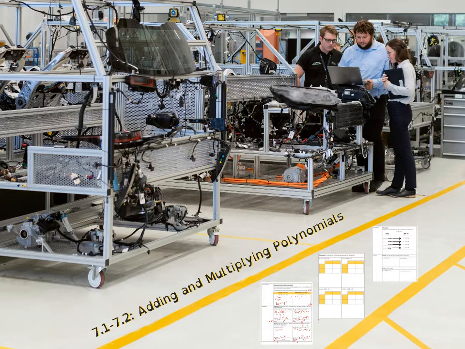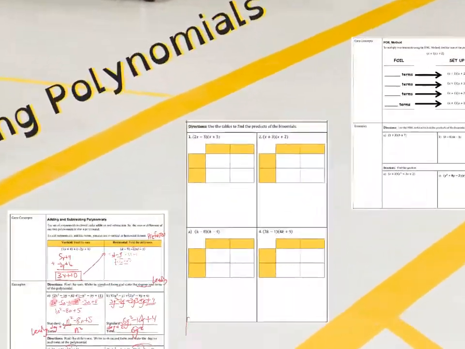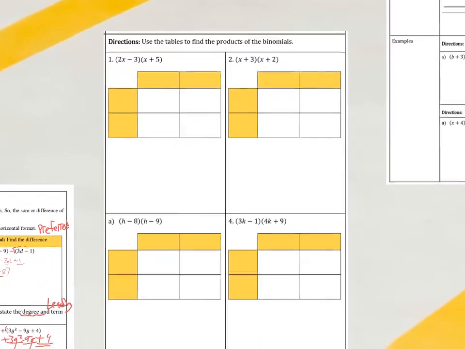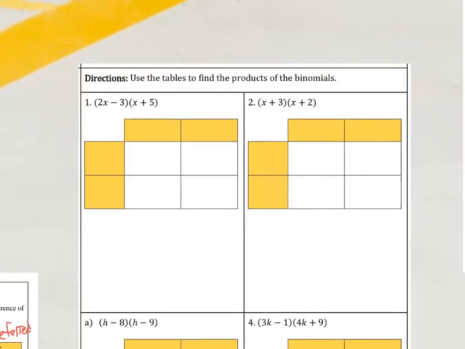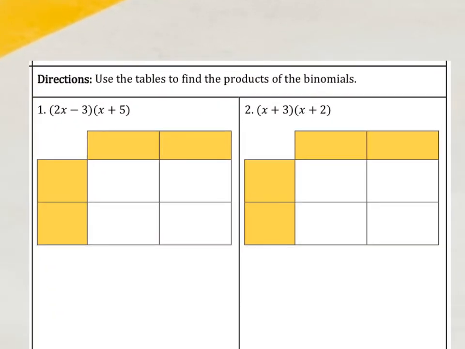So we just figured out how to add polynomials, like these engineers are probably doing here as they're designing something. But multiplying polynomials is also as important, maybe more important. So let's check out some multiplying polynomials. Well, when we have two polynomials and we're multiplying them, like here we got a binomial times a binomial, one useful tool is called an area model.